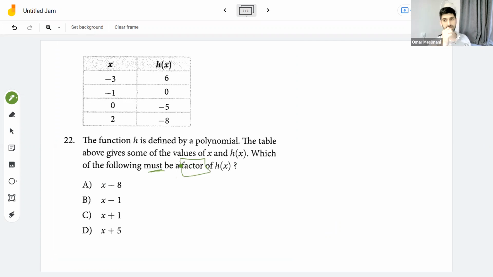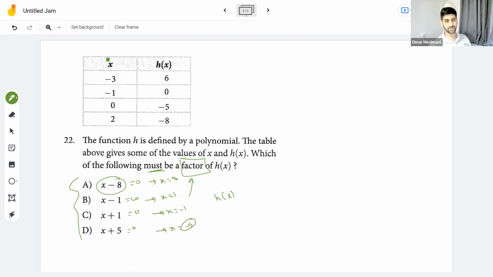We explained the concept of having a factor. What does it mean? It means that if you make one of the factors of hx equal 0, hx is equal to 0. So x minus 8 equals 0, the answer is going to be x equals 8. The answer is going to be x equals 1. The answer is going to be x equals -1. And the answer will be x equals -5.